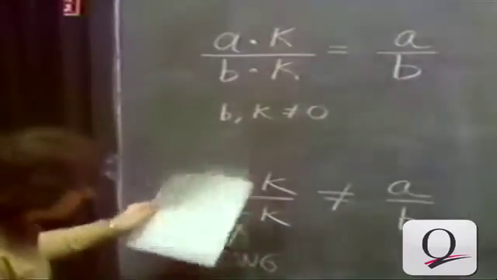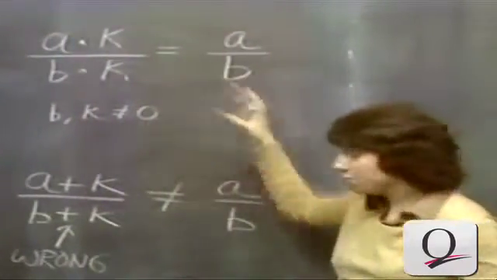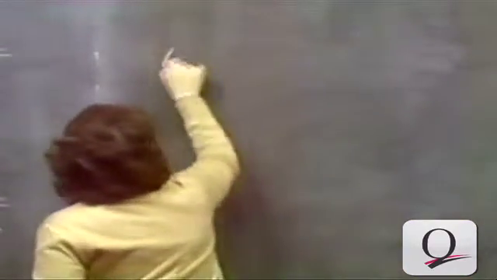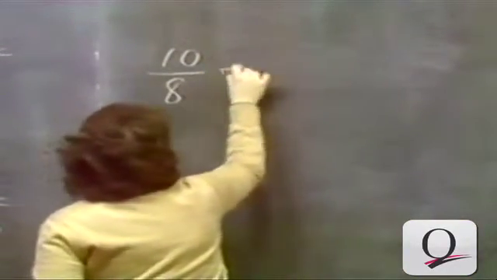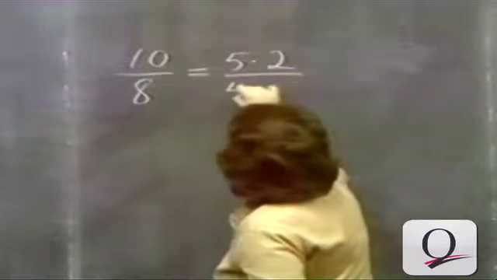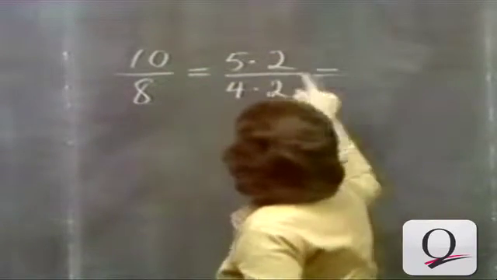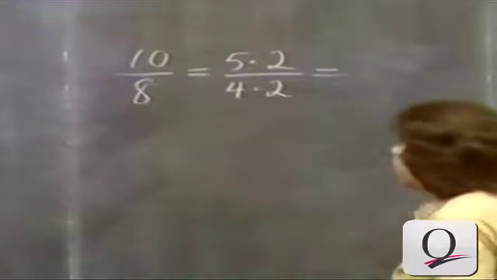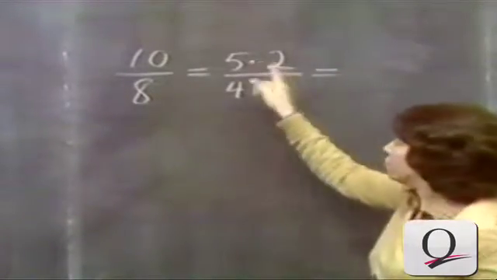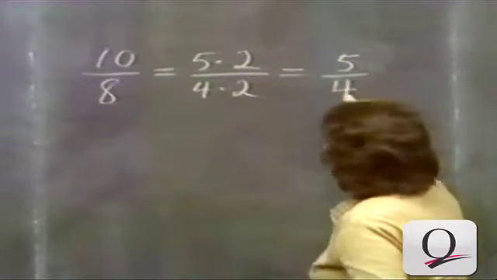Now let me illustrate what's wrong with this with numbers. Sometimes when you see something with letters, it doesn't make sense, but when you see it with numbers, then it makes a lot of sense. If you had, say, the fraction 10/8, and you wanted to reduce it to lowest terms, you could say 10 is really 5 times 2, and 8 is 4 times 2. In this form, it's easy to see that 2 is a factor in both the numerator and the denominator. We can divide numerator and denominator by 2 and get just 5/4.